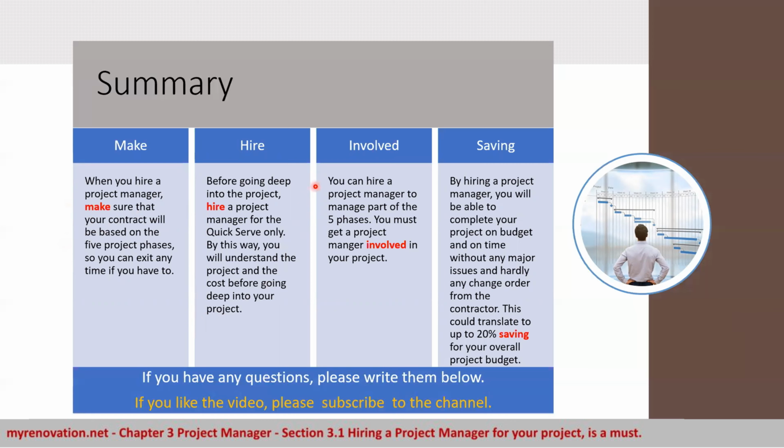You can hire project managers to manage part of the 5 phases, but you must get a project manager involved in your project. By hiring a project manager, you will be able to complete your project on budget and on time without any major issues, and hardly any change order from the contractor. This could translate to up to 20% saving for your overall project budget.